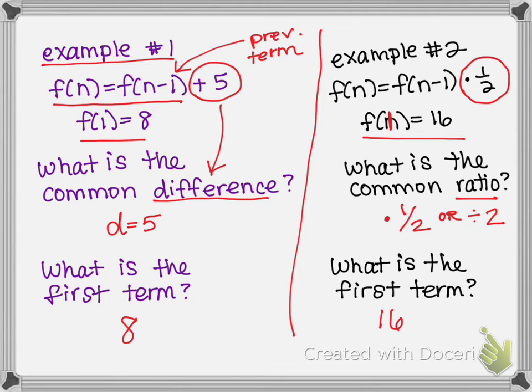So to recap, example 1 sequence is 8, 13, 18, 23, and so on. Example 2 is 16, 8, 4, 2, and so forth. So we continue to either divide by 2, if you want to think of it in those terms, or multiply by a half. Okay, so now let's look and see how these look in a different context.